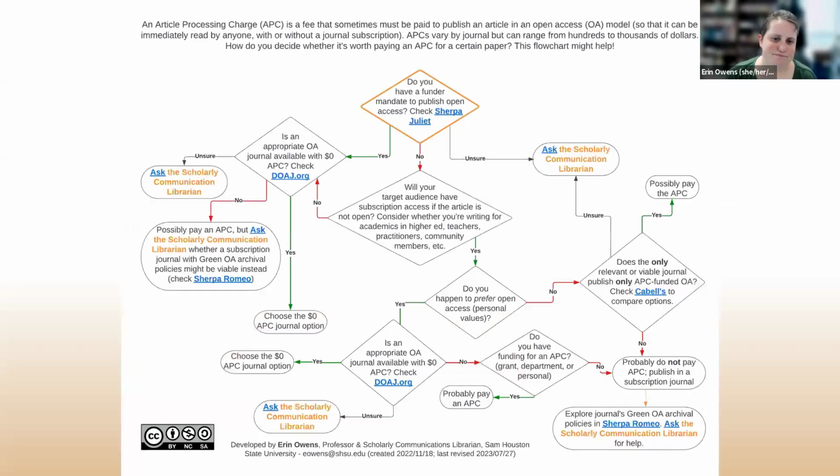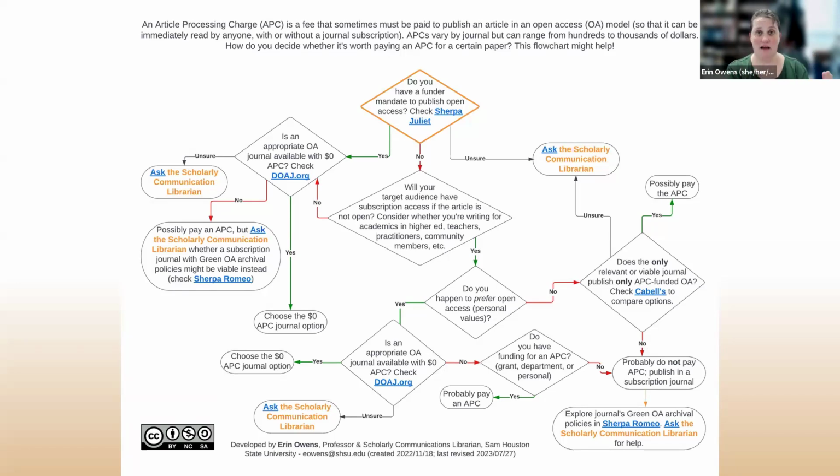Now that's the short answer. I put together a flowchart for you here that's a little bit of a longer, more complicated answer. Don't worry about trying to read it all right now. You can reference it in the slides that are shared with this recording. This will walk you through some questions to ask yourself about whether your grant funder requires that you publish OA, whether you have a personal preference for OA, whether your audience will have access to the article if it is behind a subscription, and then also walking you through some steps to check various resources like Sherpa Romeo, Sherpa Juliet, and the DOAJ, the Directory of Open Access Journals, to find out what options exist.